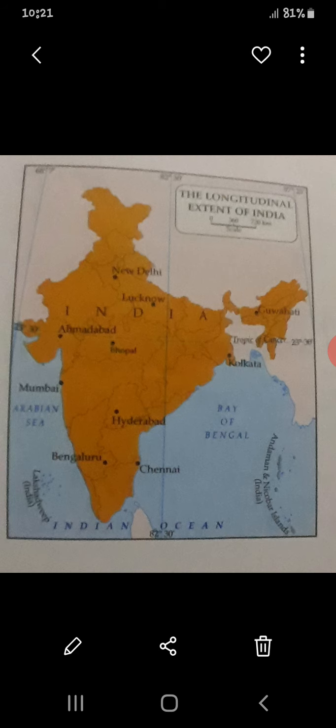So, what is a globe? A globe is a three-dimensional model of the earth in miniature. What is miniature? Greatly reduced in size, very, very small. So, it is the three-dimensional model of the earth in miniature. It is a true representation of the earth, more or less exactly how it looks. A globe is more accurate than a flat map.